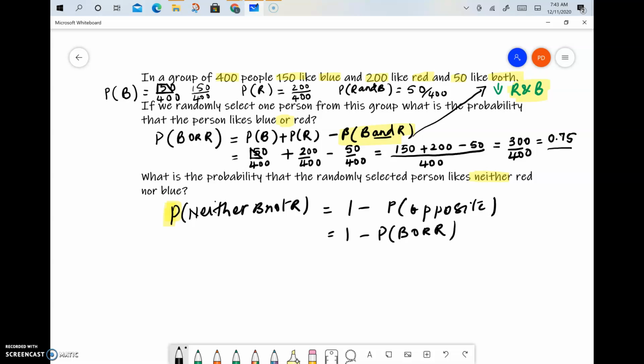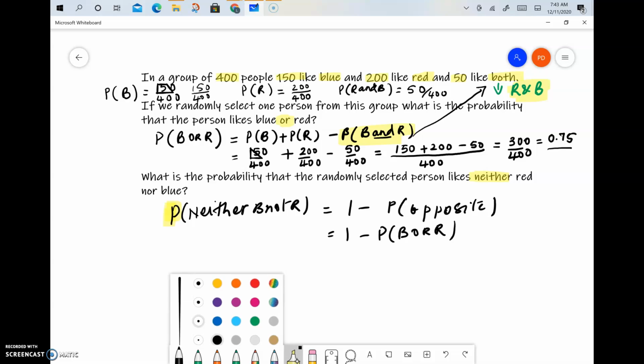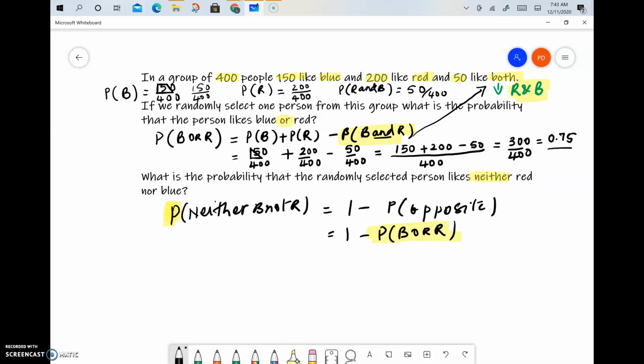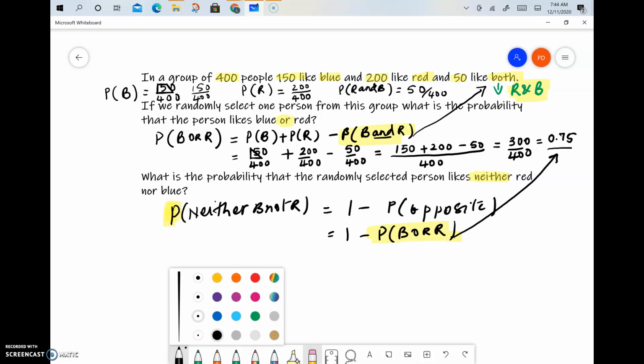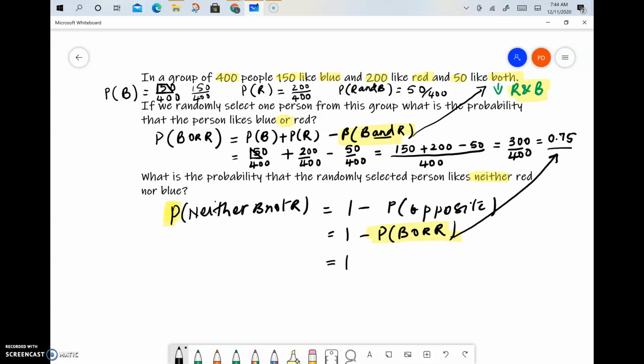We've already calculated that probability. All we need to do is plug in the number. So this probability has been calculated in the previous step. So the probability of neither is easy to answer because we already have the numbers ready. It's 1 minus 0.75, which is 0.25.